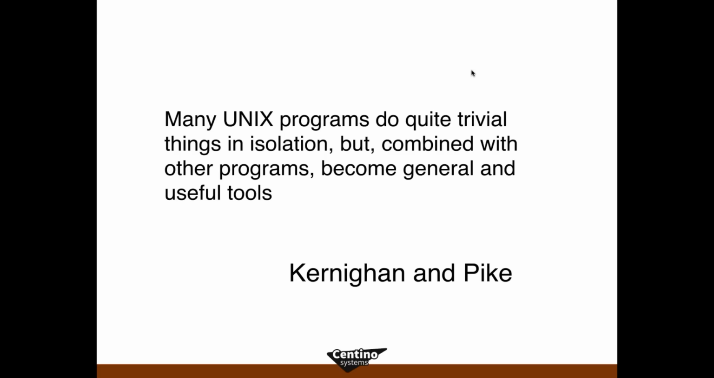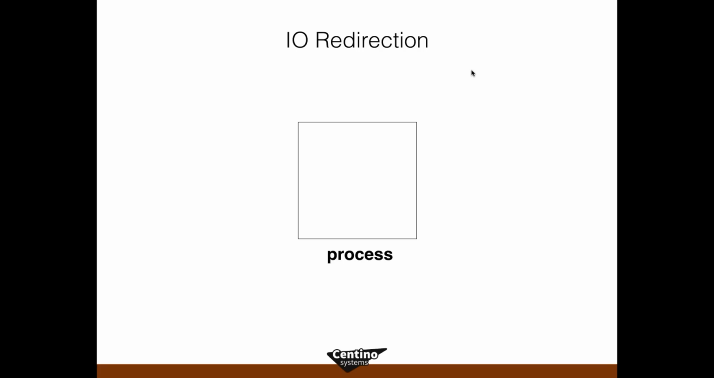So one of the things I want to show you guys is this quote. Brian Kernighan and Rob Pike are kind of the forefathers of the Unix programming environment, right? They wrote the book, literally, on how Unix was architected, and the software was mostly written by these guys. So many Unix programs do quite trivial things in isolation, but when combined with other programs, become more useful and general tools. And let's look at those constructs right here.